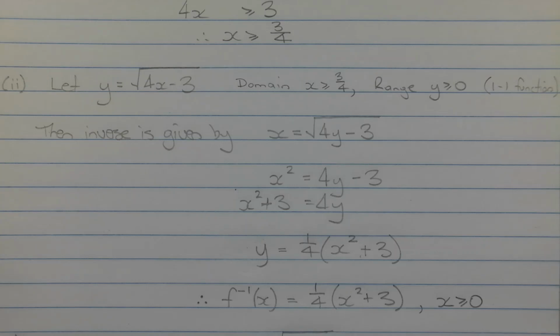So to find the inverse of y equals the square root of 4x minus 3, we swap the x and y variables around and then make y the subject. So the inverse is given by x equals the square root of 4y minus 3. Squaring both sides to cancel the square root function on the right hand side, we get x squared is equal to 4y minus 3. Adding 3 to both sides of the equation to cancel the negative 3 here, we get x squared plus 3 is equal to 4y. And then dividing both sides of the equation by 4, we get y is equal to 1 over 4 times x squared plus 3 in brackets.